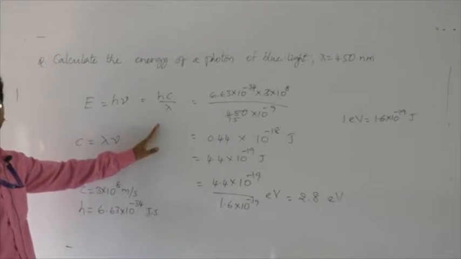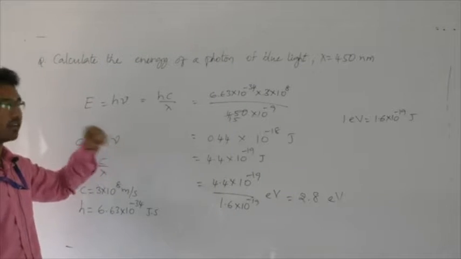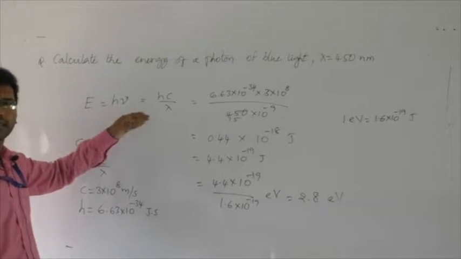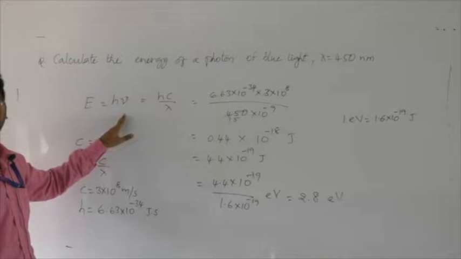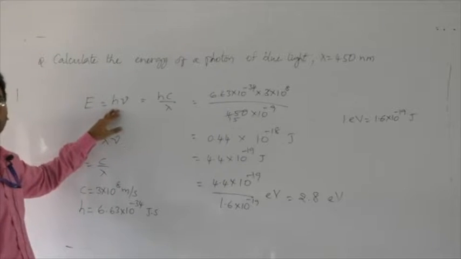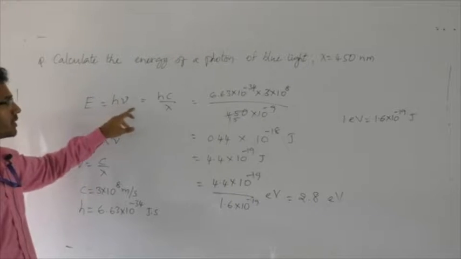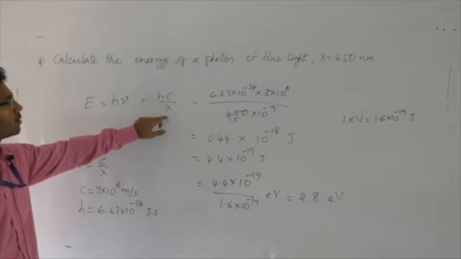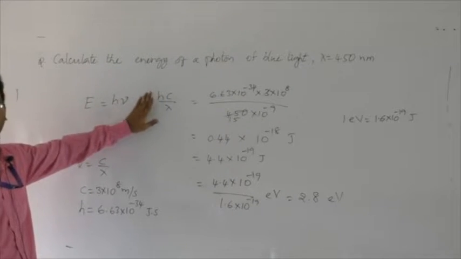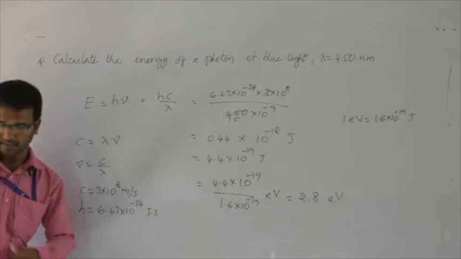This is the basic question: how to find the energy when lambda is given or when frequency is given. The simple formula for finding energy is h nu, where nu can be substituted as c by lambda. Put the value of lambda, value of c, value of h. Simplify it. Let's go to the next one.